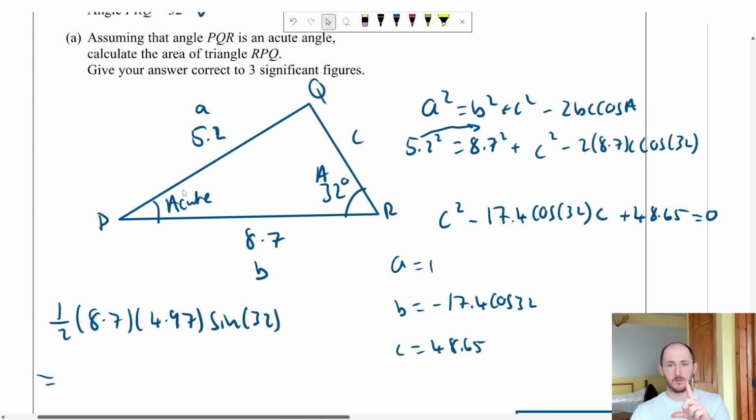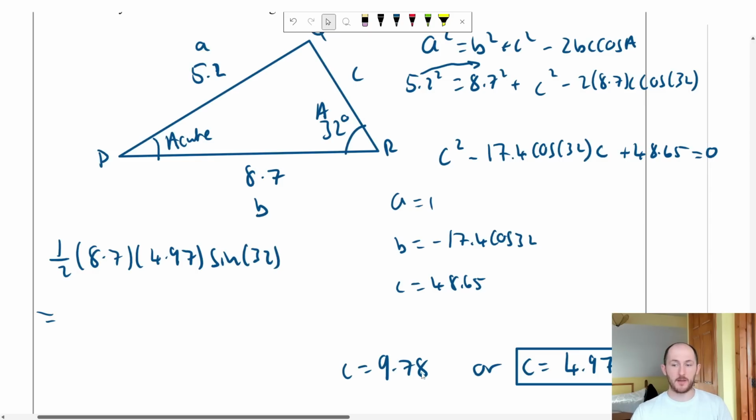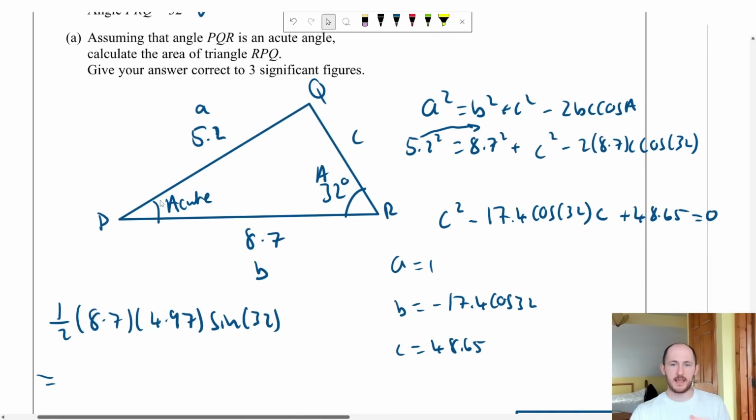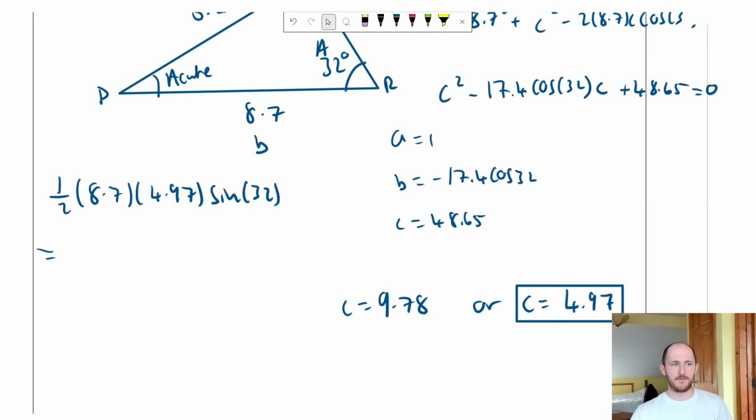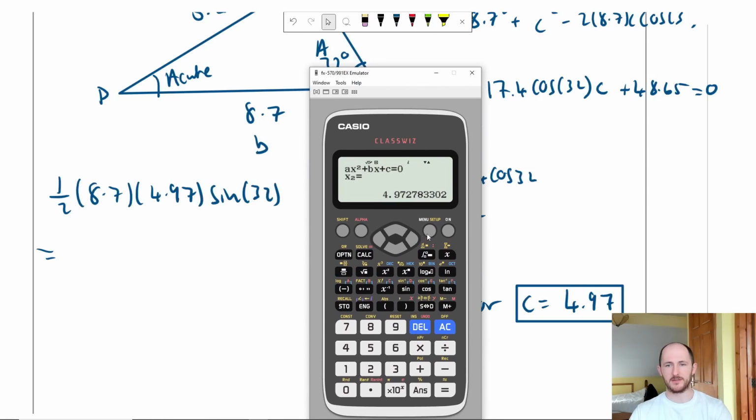But that is the effect that the acute versus obtuse angle will have. An obtuse angle would make the side C the longer side. So it would be 9.78 instead. Whereas the acute angle makes the side length smaller. And again, you can think of this as, if I increase this angle, then that means Q and R get further apart, which means C gets bigger. Very funky question, shall we say.